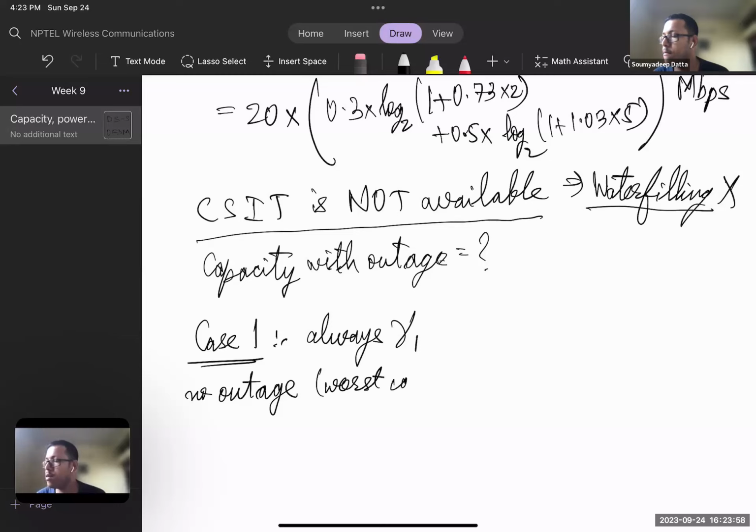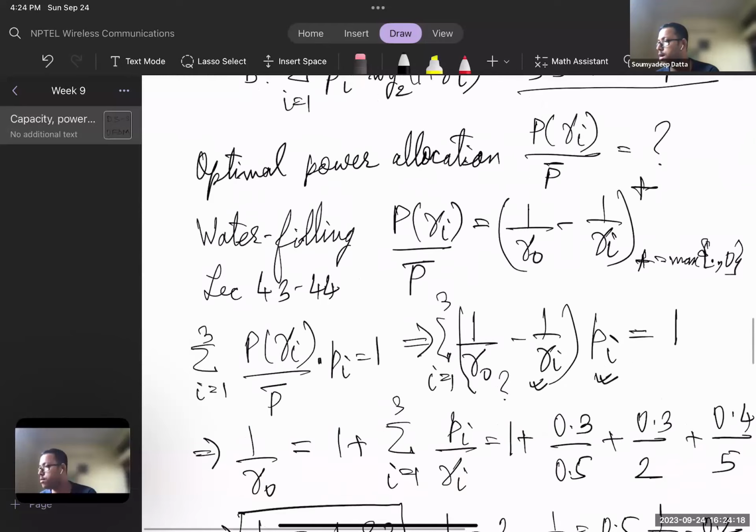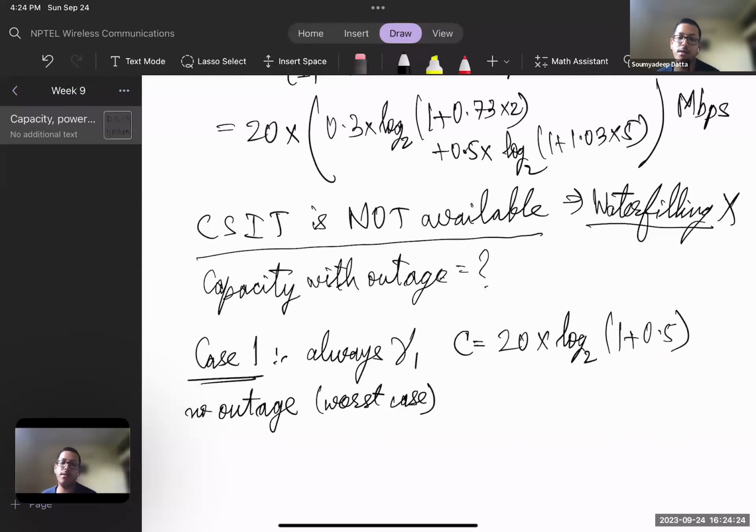So in the worst case, capacity will be B times log of 1 plus gamma 1, where B is 20 megahertz and gamma 1 was 0.5. So my safe estimate of capacity will be 20 log 10 of 1 plus 0.5, in units of Mbps.